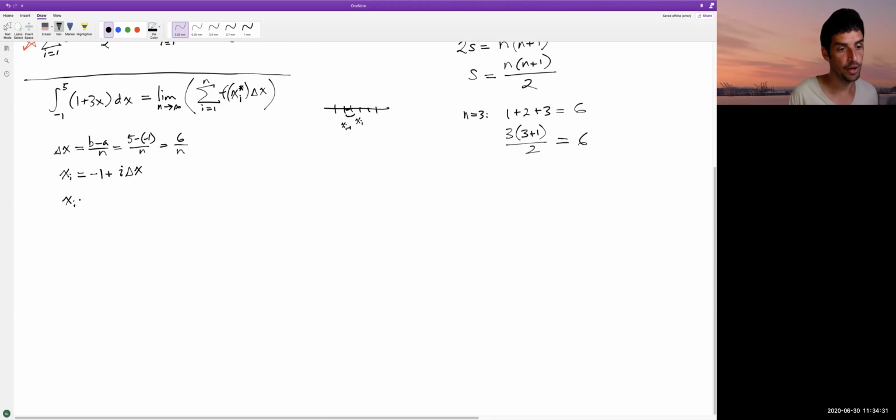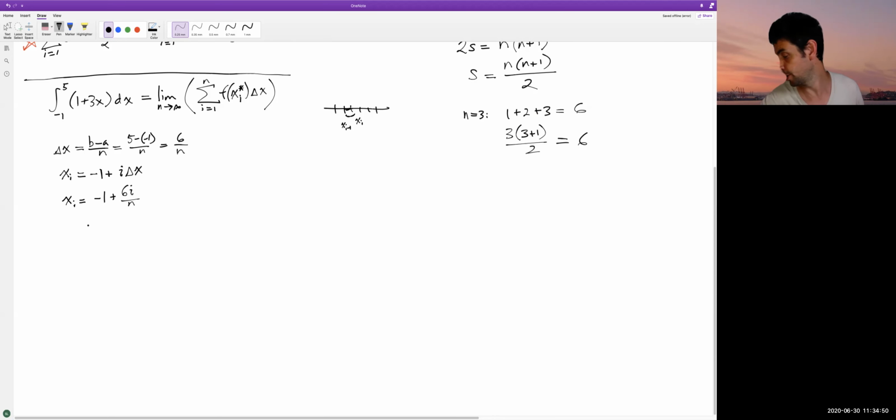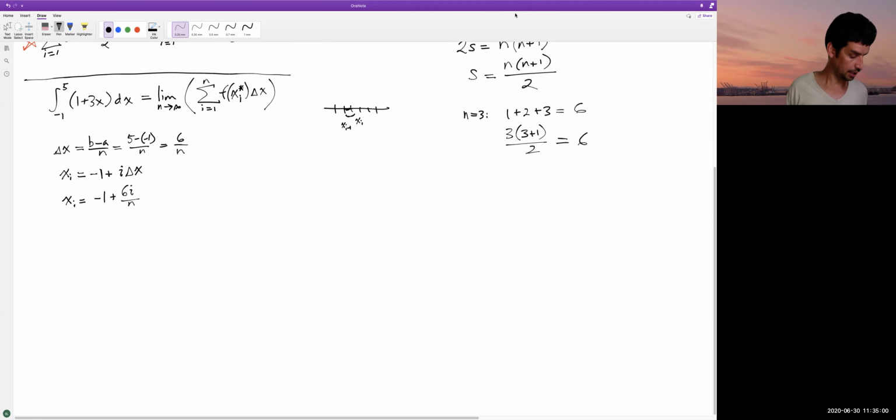All right. Well, in this case, that's -1 plus i times 6 over n, so I'll get 6i over n. Okay? So x sub 1 is -1 plus 6 over n. x sub 2 is -1 plus 6 times 2 over n, and on and on and on. Depending on how many intervals, how many times we chop this thing up, we'll get a different number of these intervals. Okay, let's keep going.